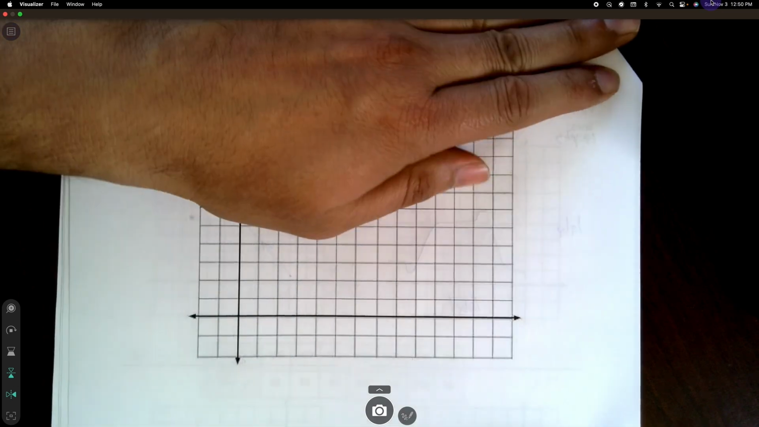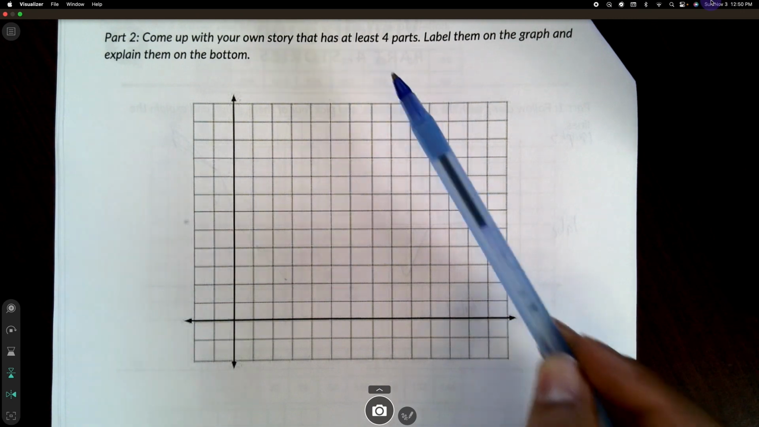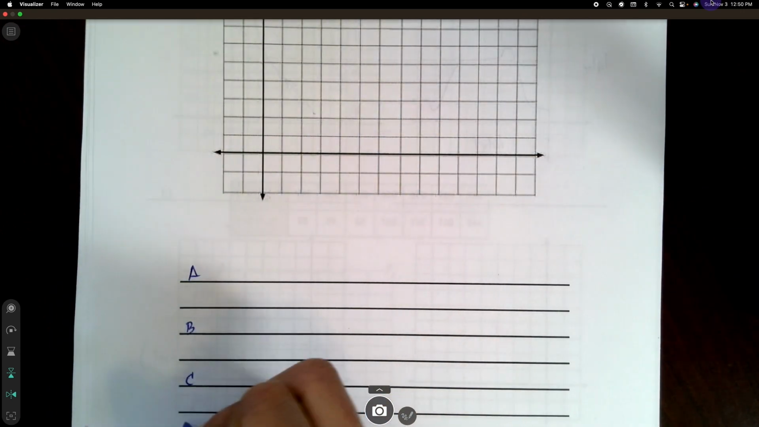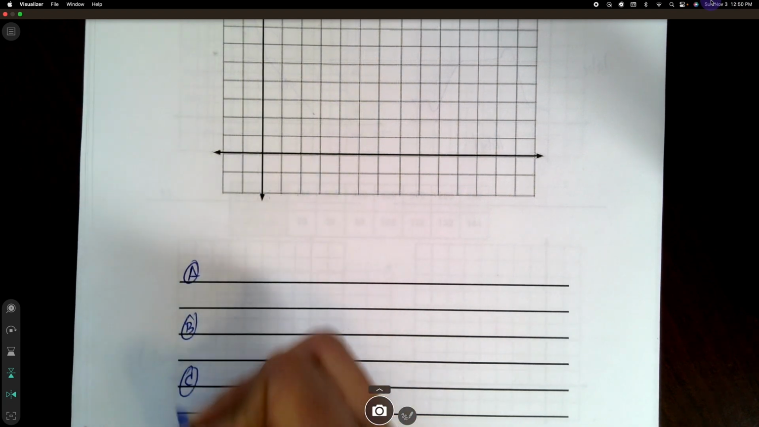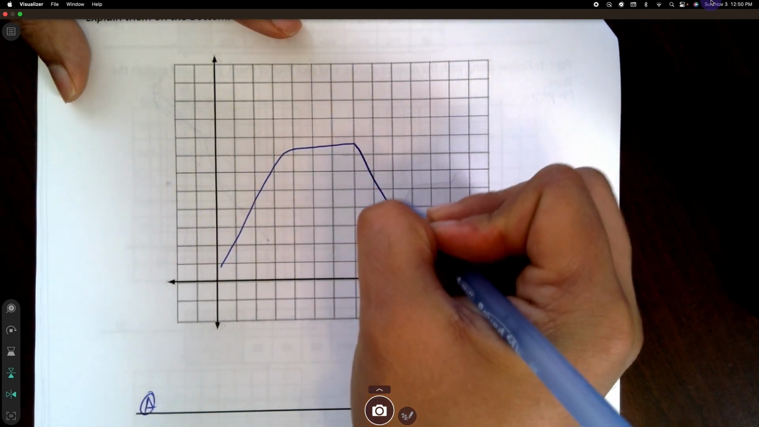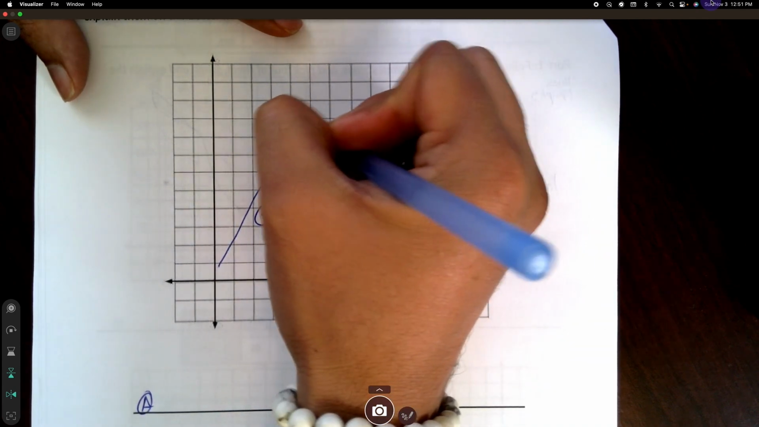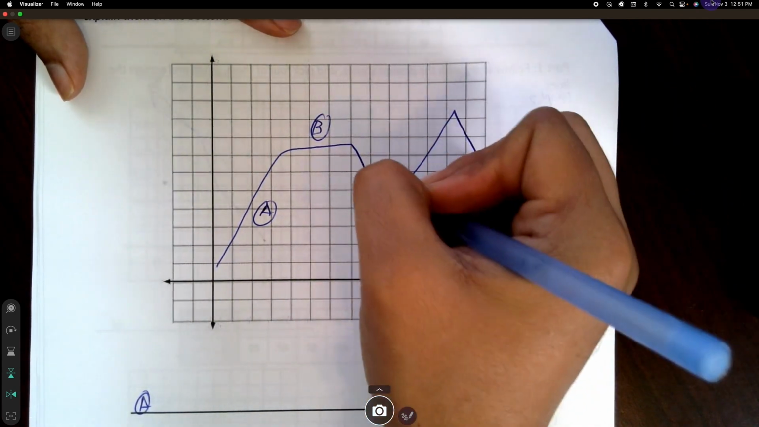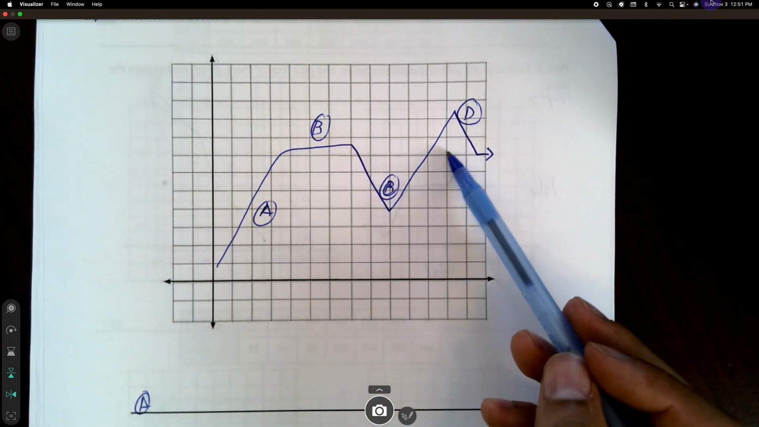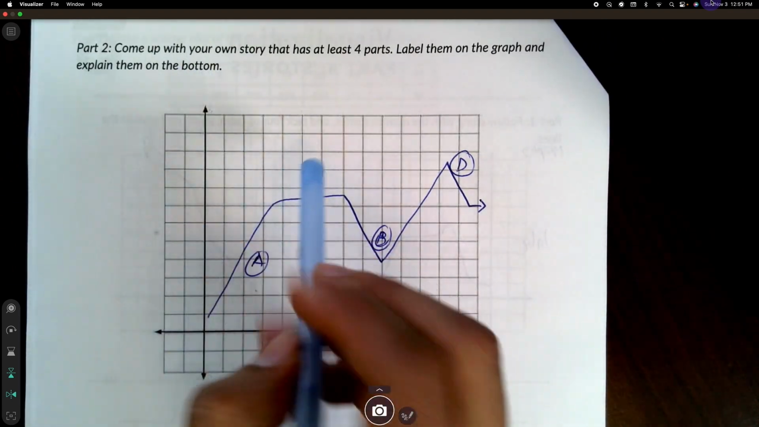This is where you are gonna come up with your own story that has at least 4 different parts. You're gonna label the 4 different parts on here, and you're gonna write A, B, C, D, and you need to have something on here where you describe what happened here, what happened here, what happened here, or C, and then D, the 4 different parts. And it could be anything. It could be a car, it could be someone's money, there's a lot of things that we talked about in class. You come up with your own.